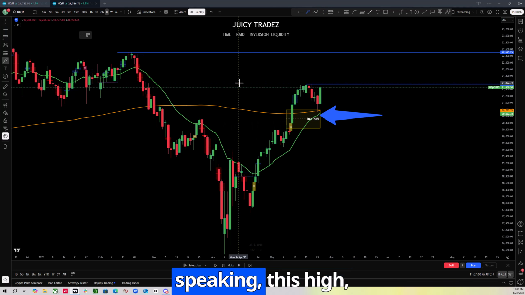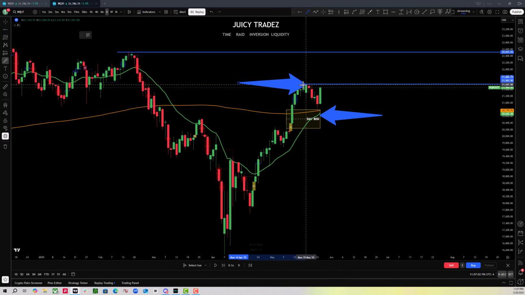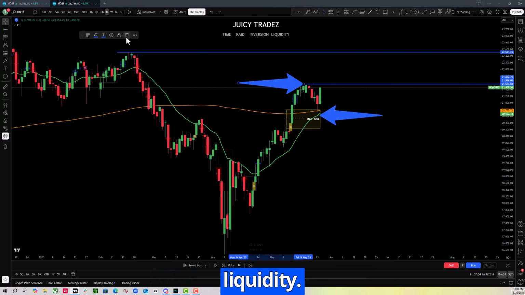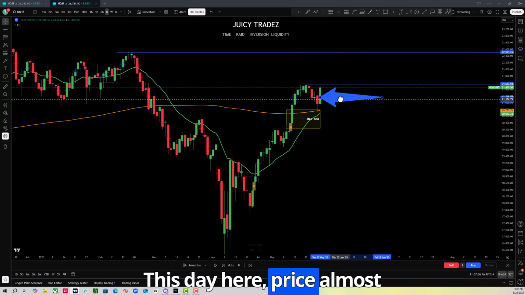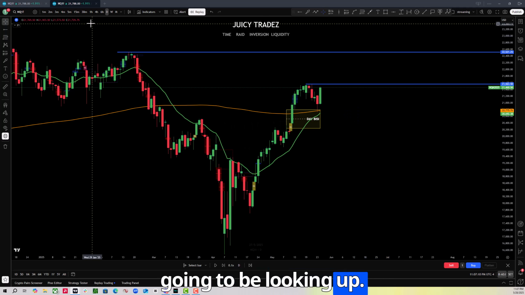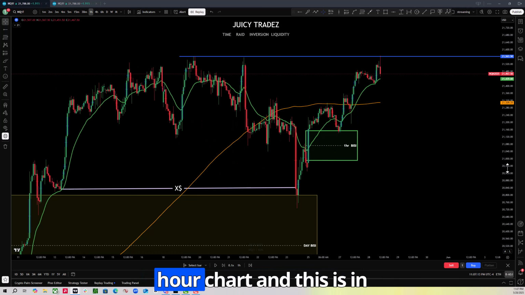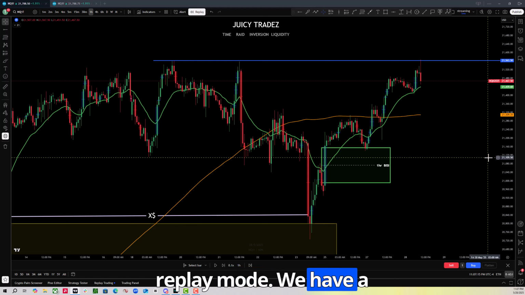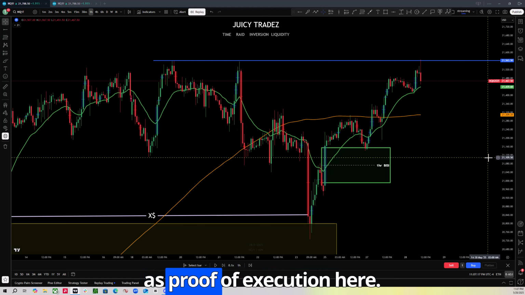So alternatively speaking, this high is your external liquidity. This day here, price almost delivered it, but did not deliver it. So we're still going to be looking up. From the daily chart, we're going to go to the 1 hour chart, and this is in replay mode. We have a live execution to show you as proof of execution here, so sit tight.